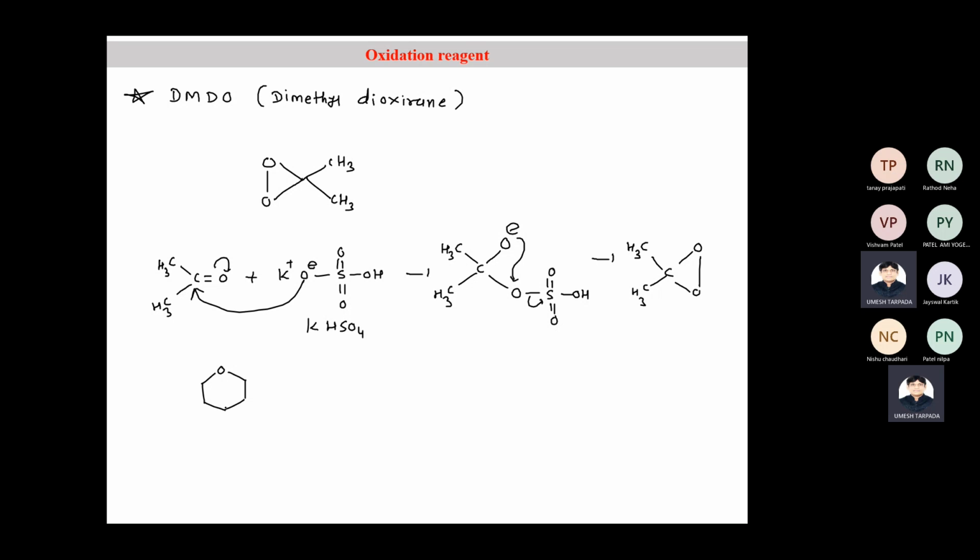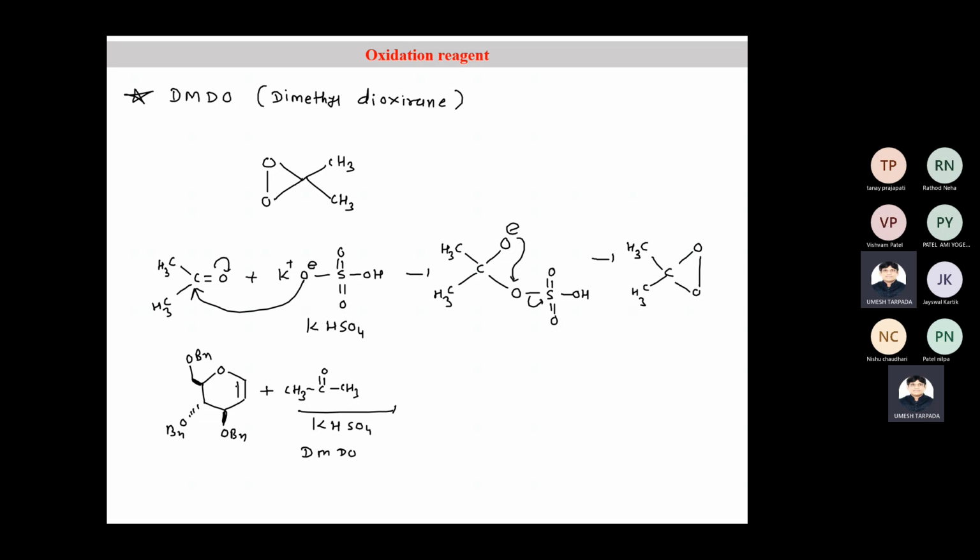suppose you are having this group on the back side, and this group on the front side. So if you react it with acetone in the presence of KHSO4, ultimately it's a DMDO.